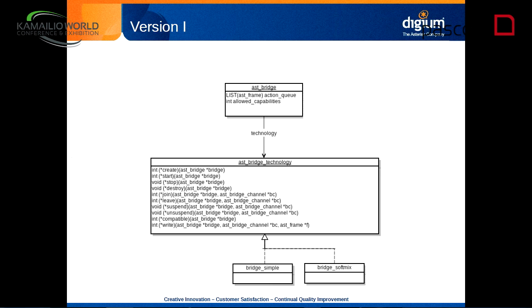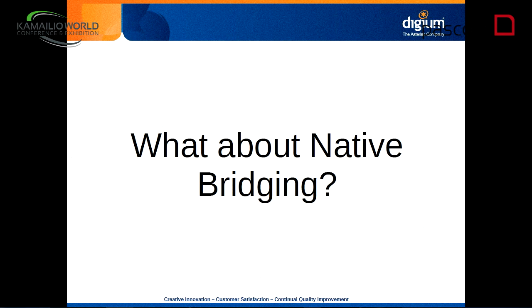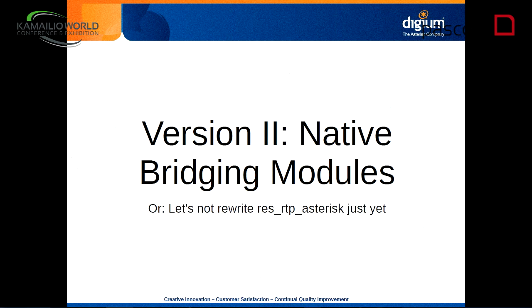This is where the architecture started, though. So we have a bridge. It owns a technology. The technology contains various callbacks that tell about what it actually does. And we have 2 implementations of that technology, simple and soft mix. And you say, but what about native bridging? All right, we'll add back in native bridging. So we're not going to rewrite res_rtp_asterisk just yet, so now we're on to version 2.